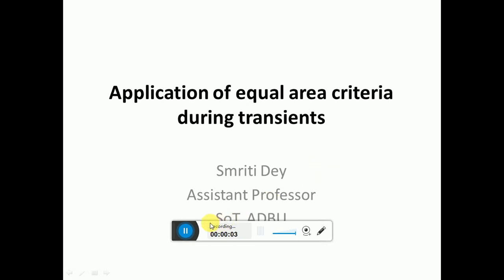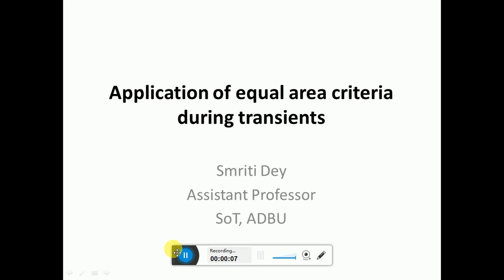Dear students, today I will discuss the application of equal area criteria during transients. Now, as I already mentioned, what is a transient? If there is a certain load change, and that load is a heavy load, or if a fault occurs on the system, that creates a transient.